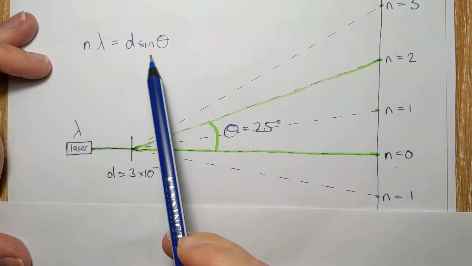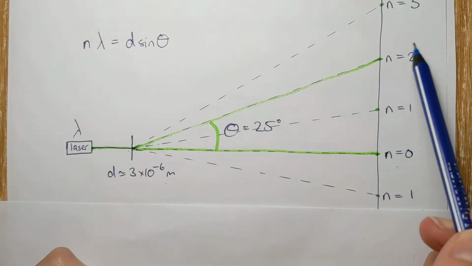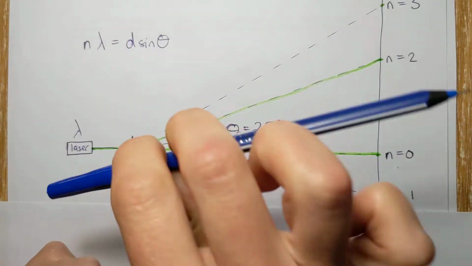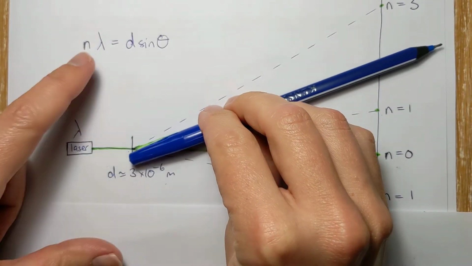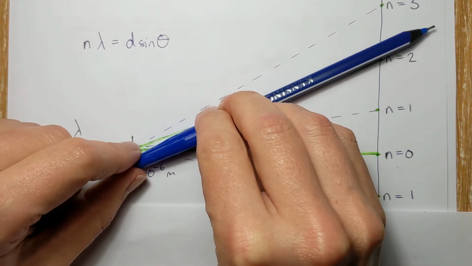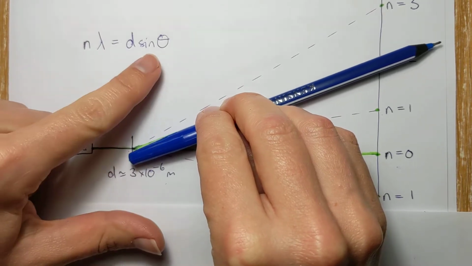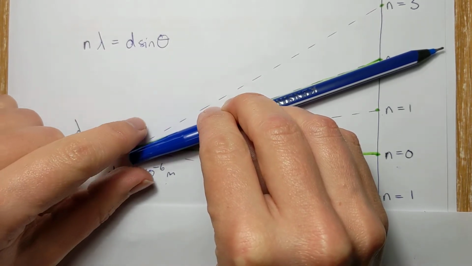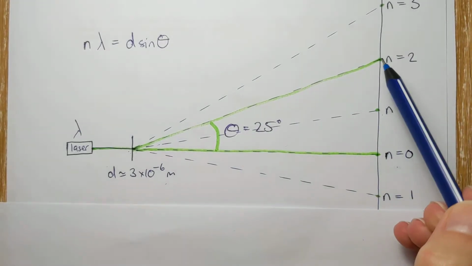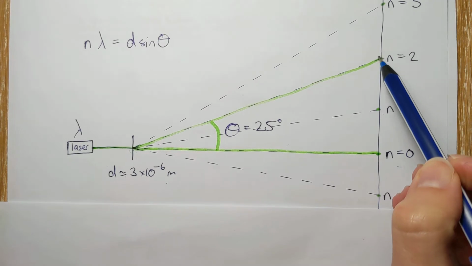bigger theta will be. So what that's telling us is, for example, if we take the second order fringe there, the longer the wavelength, the bigger theta will be, and the shorter the wavelength, the smaller theta will be. So once again, the fringe won't be a single white spot anymore.